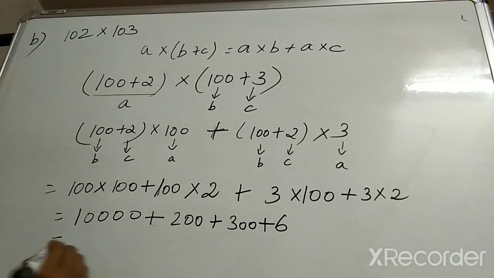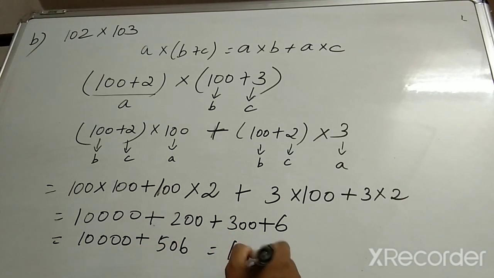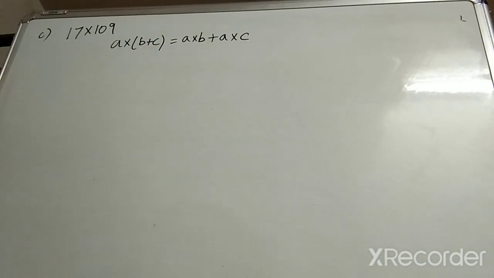Clear. Now 10,000 plus 200 plus 300, 500, plus 6, 506. So our answer is 10,506. Clear, children?